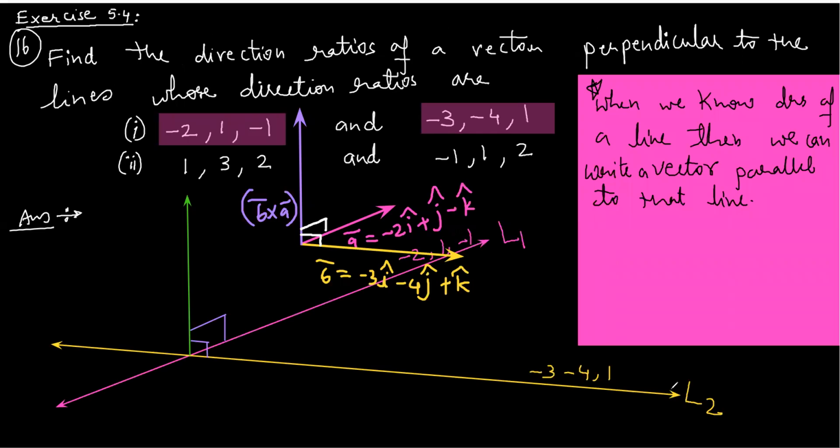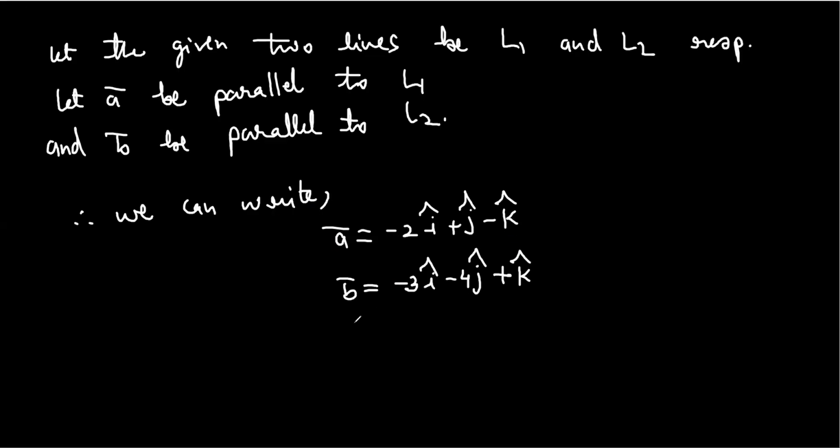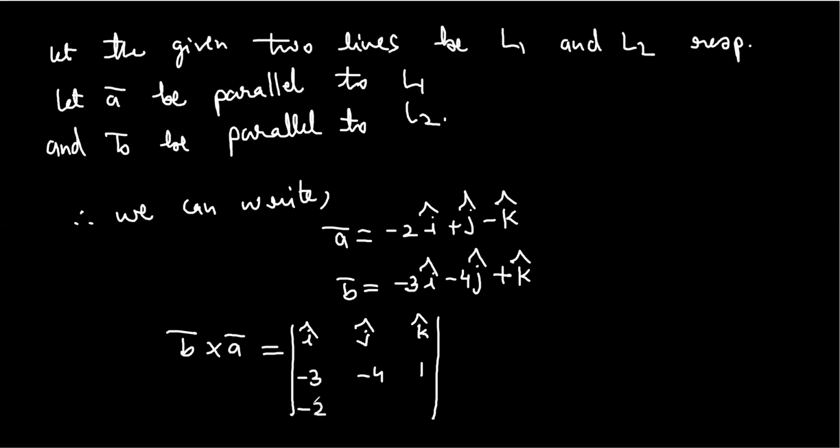So I will find B bar cross A bar. B bar cross A bar is, you can find whatever you want. You can find even A bar cross B bar. So i cap, j cap, k cap, and B bar cross A bar. So I will write the coefficients of B bar in the second row: -3, -4, 1, and -2, 1, -1.